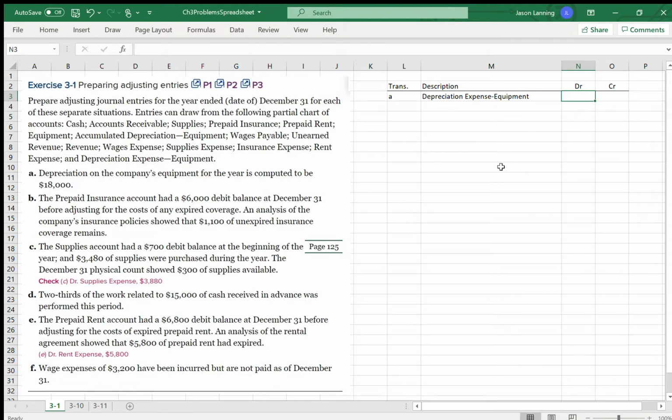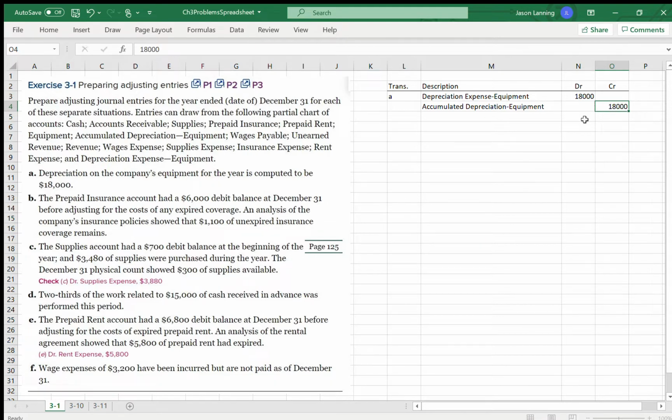So we're going to debit 18,000 because it is an expense, and then our credit will be to accumulated depreciation. Accumulated depreciation is what we call a contra asset account, meaning essentially that this affects our asset in an opposite manner. So we're going to have a credit here for the same amount.